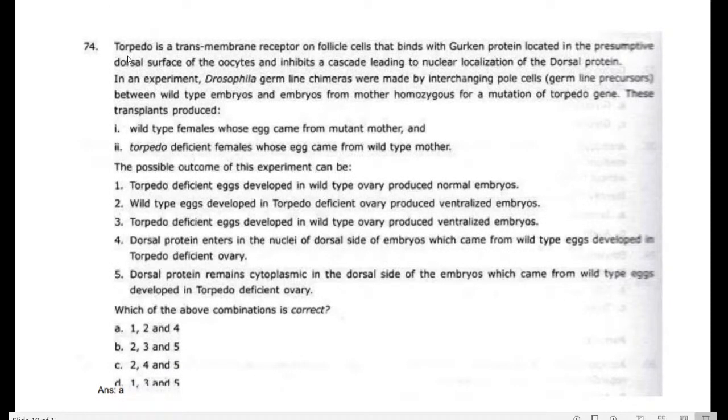Next, the final question. Torpedo is a transmembrane receptor on the follicle cells that binds to Gurken protein located in the perivitelline dorsal surface of the oocyte, and it inhibits the cascade leading to nuclear localization of the Dorsal protein. In the experiment, Drosophila germline chimeras were made by interchanging pole cells, the germline precursors, between wild type embryos and embryos from mothers homozygous for the mutation of the Torpedo gene. These transplants produced wild type females whose eggs came from a mutant mother, torpedo deficient females, which were producing eggs that came from the wild type mother.